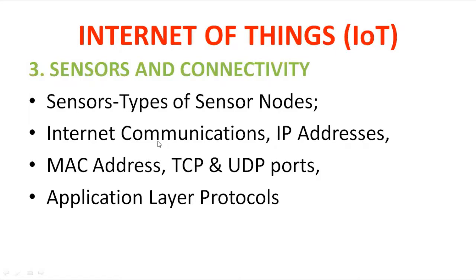In the internet communication, which type of protocols will you use: TCP, UDP, and IP. Then coming to the IP address, what is an IP address? What are the different types of IP address available, and then what is a MAC address, and what is the difference between IP address and MAC address? And finally, we will talk about the TCP and UDP ports, and then application layer protocol. This is a simple concept regarding unit 3.